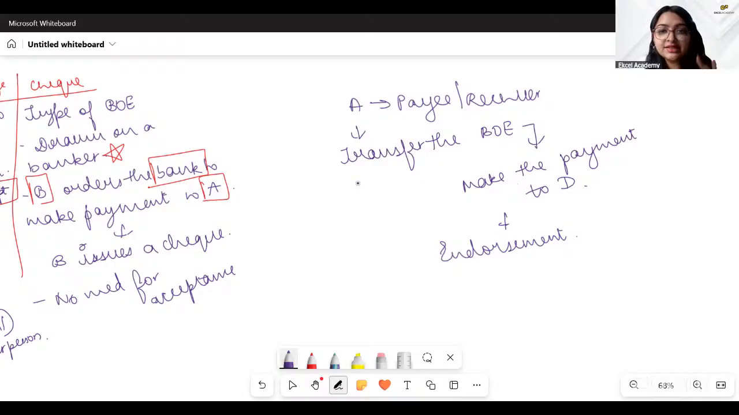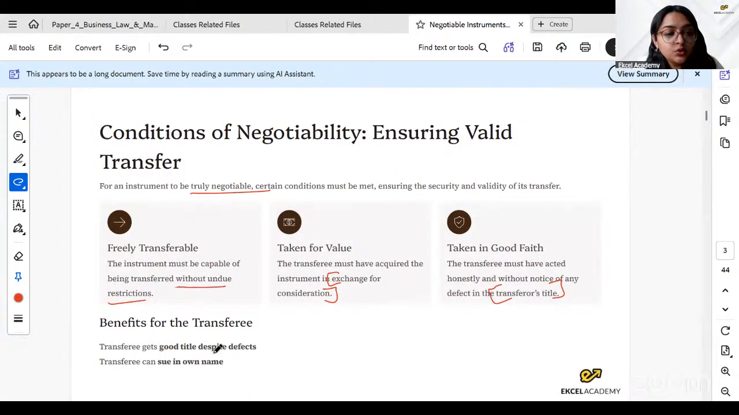So what we were discussing now is that of good title. Only if you have good title will you be able to transfer the negotiable instrument. But if the transferor does not have title and still transfers it, then the transferee will be protected, because if they have acted in good faith, the transferee is protected. I hope you are clear with the concept of transferability of negotiable instruments. Benefits: the transferee gets good title despite a defect. So if D did not know that A is not the actual owner, then D will still get good title. The transferee can sue in their own name.